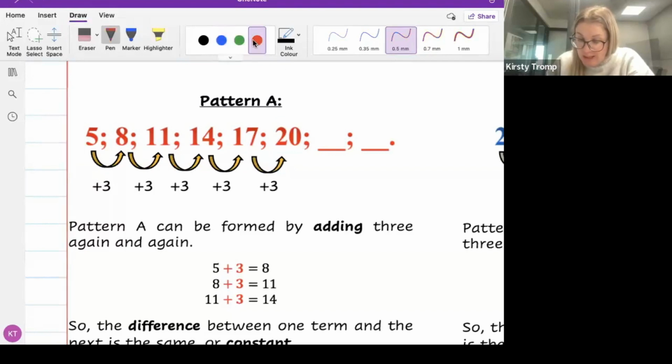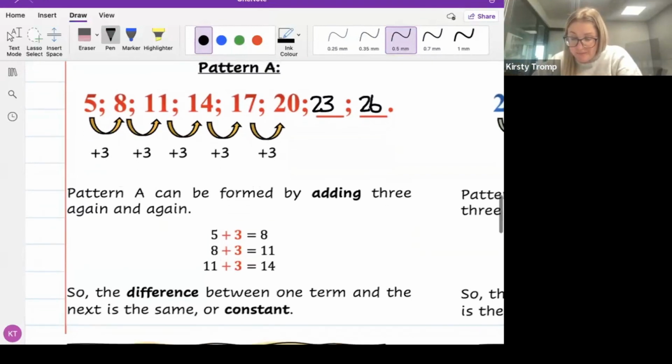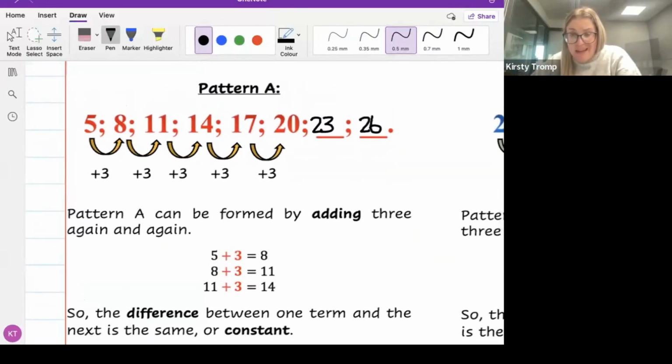Right, so let's fill in my next 2 terms that are missing here. I'm going to say 20. 20 plus 3 will give me 23. And finally, my last term, 23 plus 3 gives me 26. So pattern A can be formed by adding 3 again and again. So the difference between one term and the next is constant. So when we say the difference is the same each time, we're using the maths terms. Okay, we're saying the difference is constant.